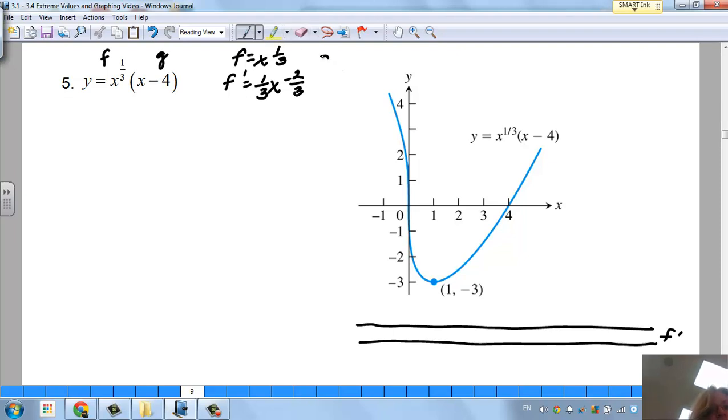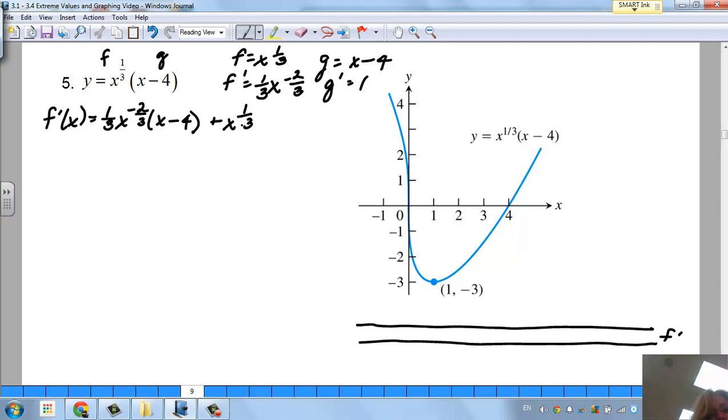F prime is going to be 1/3 x to the negative 2/3. G is x minus 4, and g prime is easy. It is just plain old 1. So when we do f prime of x here, or y prime if you will, it's going to be f prime g, so I have 1/3 x to the negative 2/3 times g, plus f g prime, which is x to the 1/3.